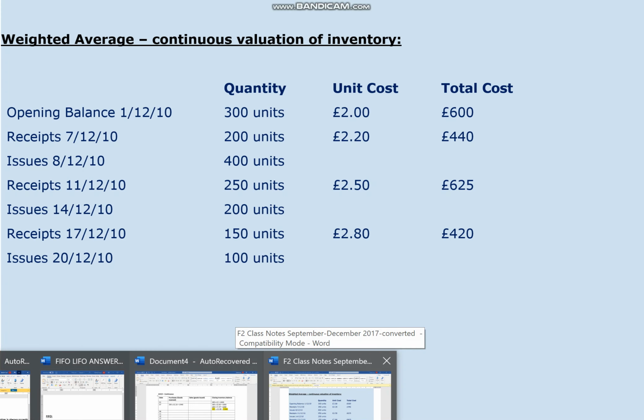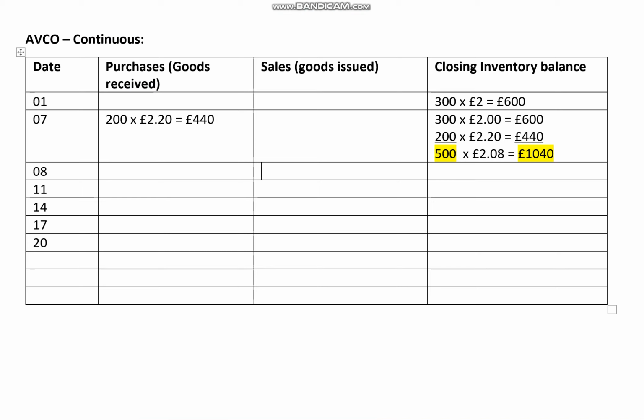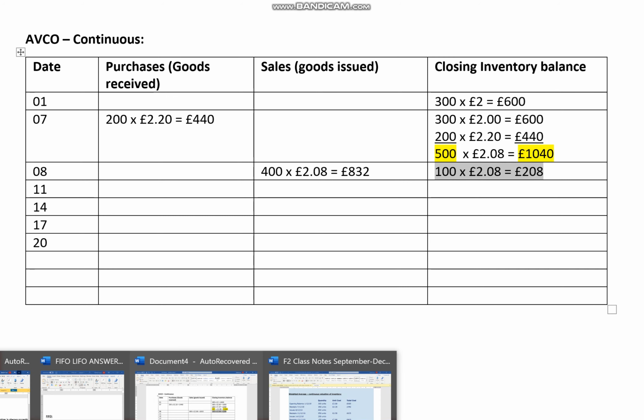The next transaction took place on the 8th. 400 units were sold or issued. Now there is only one average here. So 400 times 2.08 giving me 832. Before this issue or sale, we have 500 units. So out of 500, if we sold 400 units, now we are left with only 100 units. Is that right? Okay, so now we are moving on to the next transaction.